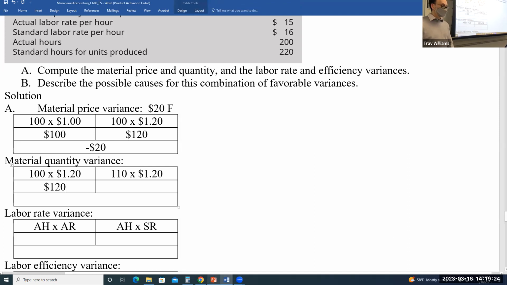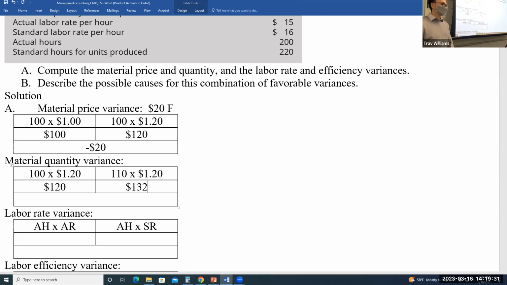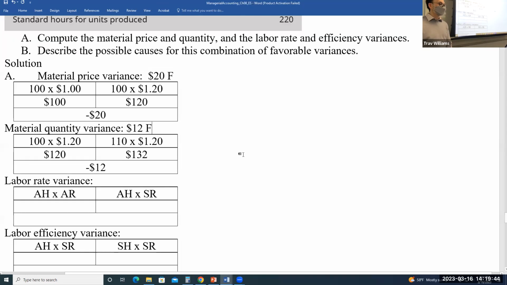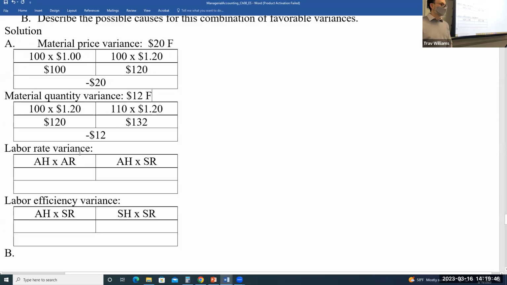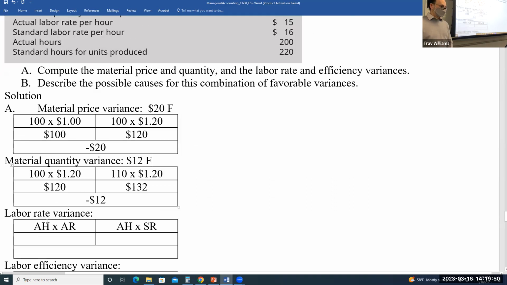Down here, we got 120 on the left, 132 on the right. Subtract, you get negative $12, and so that again is favorable. Okay, I'm going to go ahead and start working. Oh, I see. I have to put in the numbers. Okay, actual hours of labor is 200.